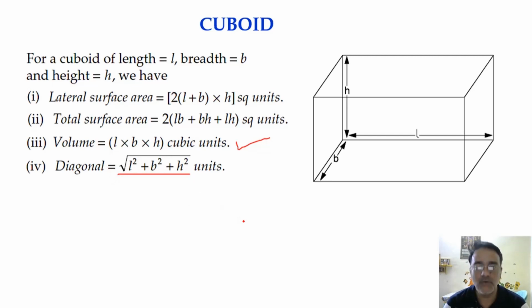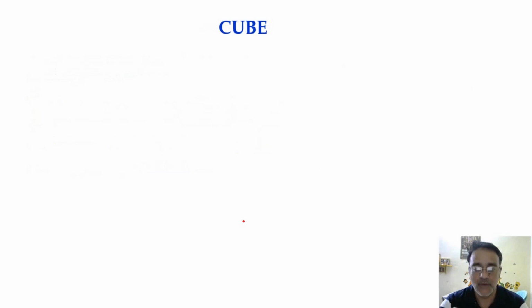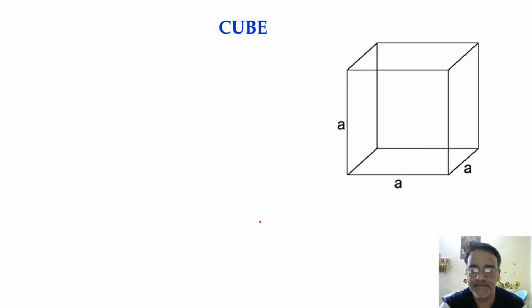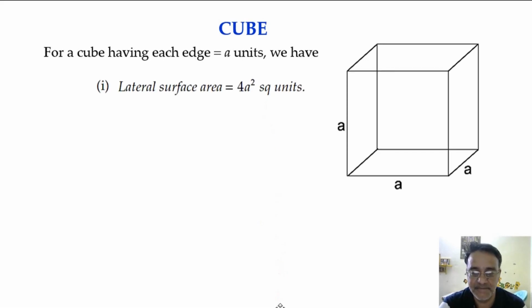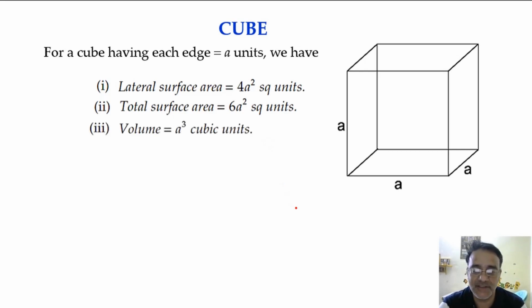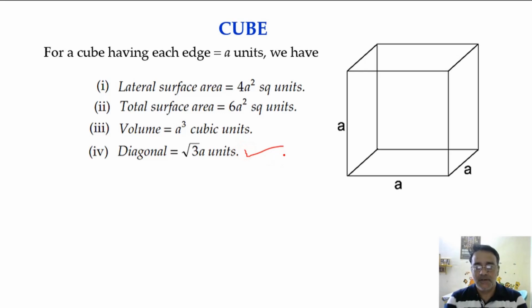Okay. So now we will move towards cube. What is the lateral surface area of a cube? 4A square. Right. What is the total surface area? 6A square. Very good. And what is the volume? A cube. Right, very good. And what is the diagonal? Root 3 A. Okay.